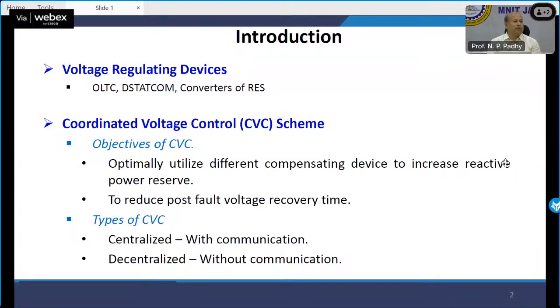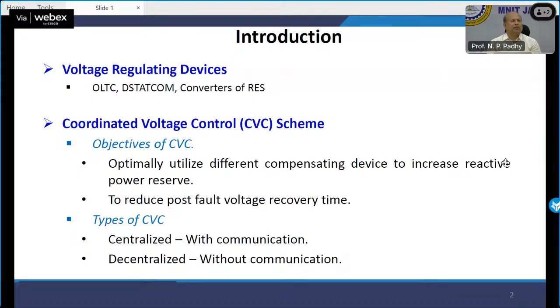Now, coordinated voltage control, popularly known as CVC, is a scheme which makes sure that the voltage regulating devices are optimally placed and the overall system voltage is being maintained properly. That means the objective of coordinated voltage control, so-called CVC, is to optimally utilize different compensating devices to increase reactive power reserve. So why voltage and reactive power?